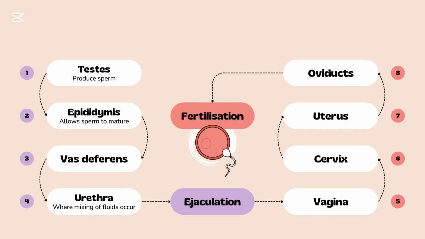Fertilization happens when sperm meets an egg in the fallopian tube. If fertilization occurs, the egg implants into the uterus. The reproductive system also plays a key role in childbirth and lactation. The hormone oxytocin stimulates contractions during labor and helps in breastfeeding.